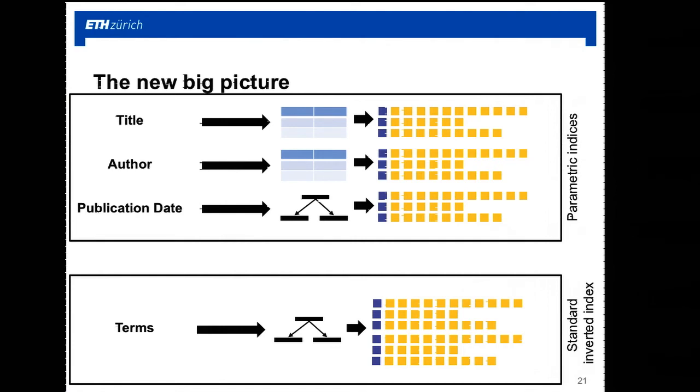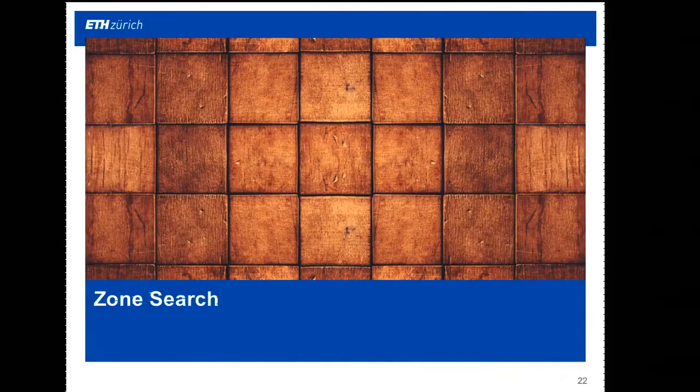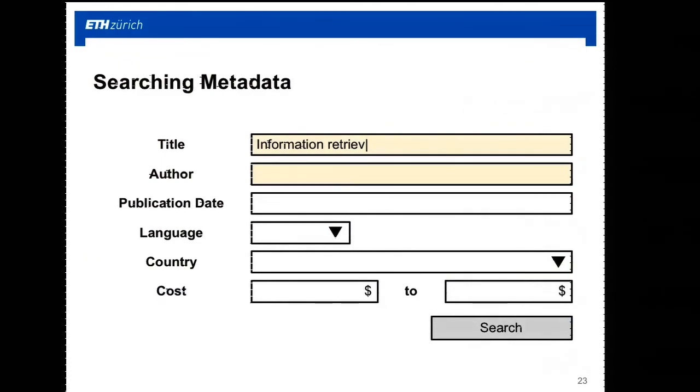But this doesn't quite get us to ranked retrieval. So what can we do? We can do zone search. Because right now, I'm assuming you type the exact value of the title you want or the exact author that you want. But as you may guess, this is not practicable because you cannot always know the exact title.